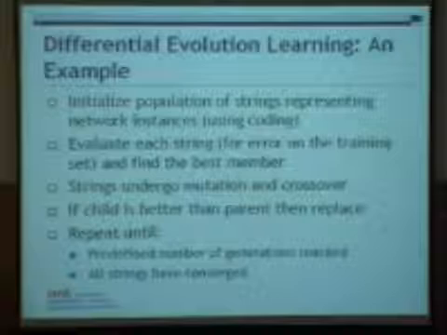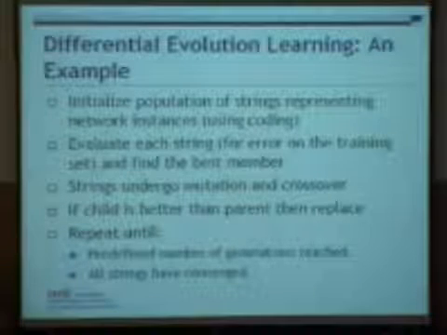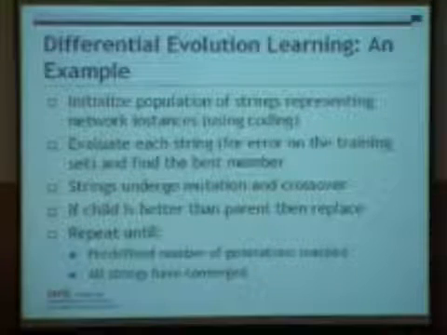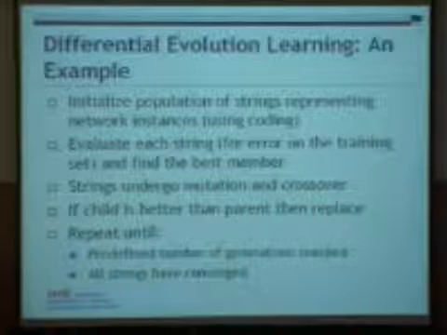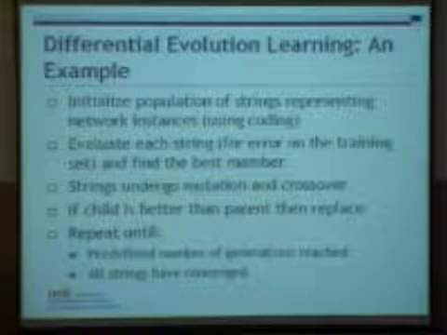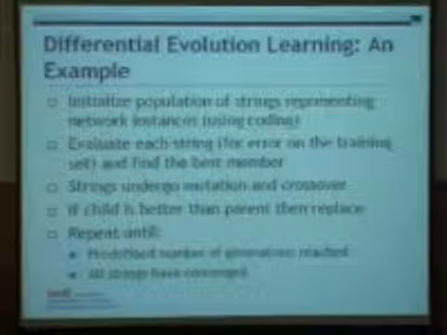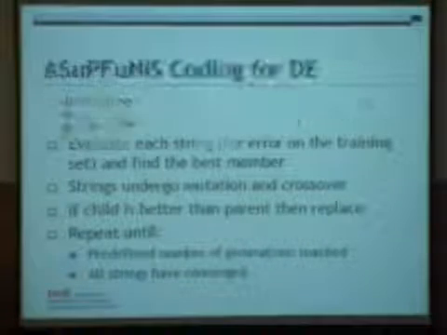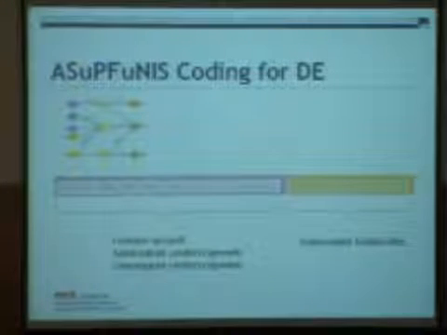The network is represented as a string, and there is a population of these strings, and they cross over, they mutate. Each one has a fitness, and the fitter ones replace the less fit ones, and the population evolves from generation to generation until all the strings converge. So let me discuss a couple of the details of this very briefly.